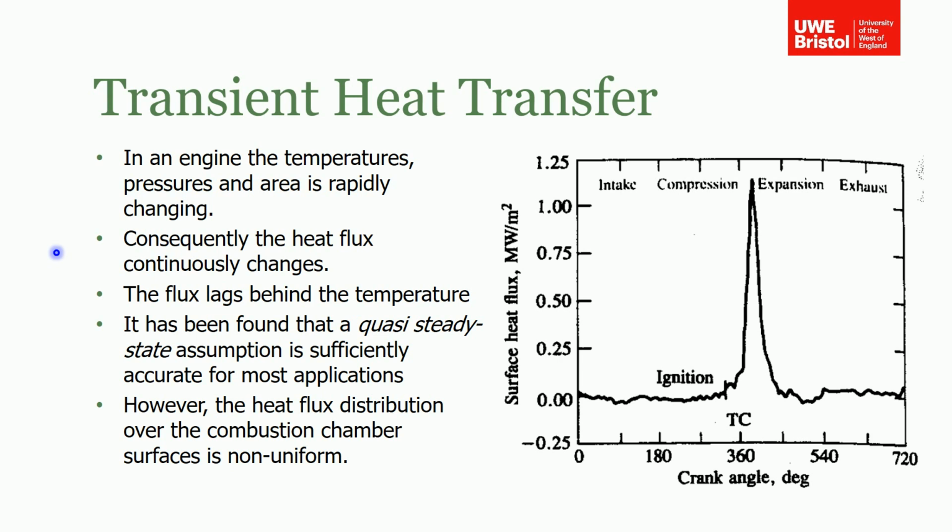Because you're intaking fresh charge, compressing it, combusting it, and exhausting it, the temperature's changing all the time, and consequently the heat flux changes continually with time. So you can see that here on this graph. This is the surface heat flux within the cylinder during the intake, compression, the power or expansion stroke, and the exhaust stroke. And you can see there's a big difference with the surface heat flux. And you can see, obviously, it's even negative for some parts of the cycle.